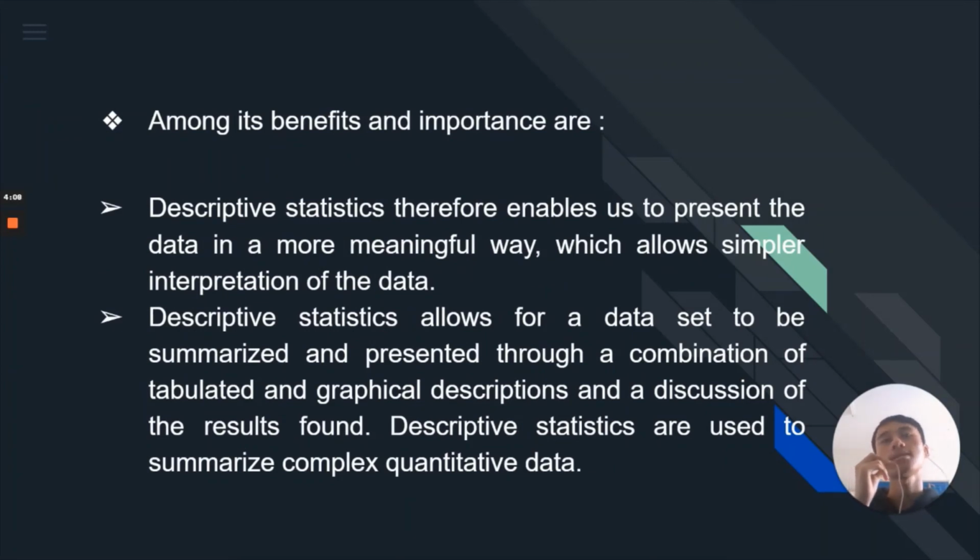Firstly, descriptive statistics enable us to present the data in a more meaningful way, which allows simpler interpretation of data. If we simply presented our raw data, it would be hard to visualize what the data was showing, especially if there was a lot of it. And the second is descriptive statistics allows a data set to be summarized and presented through a combination of tabulated and graphical description and a discussion of the results found. Descriptive statistics are used to summarize complex quantitative data.